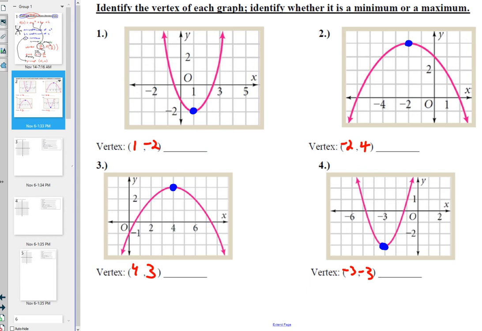Well, a word that can be used interchangeably with vertex is minimum or maximum. When you see those words, either one of them, they are talking strictly about the vertex. That's a little bit more specific. Really, if anything, they're talking more about the y of the vertex.